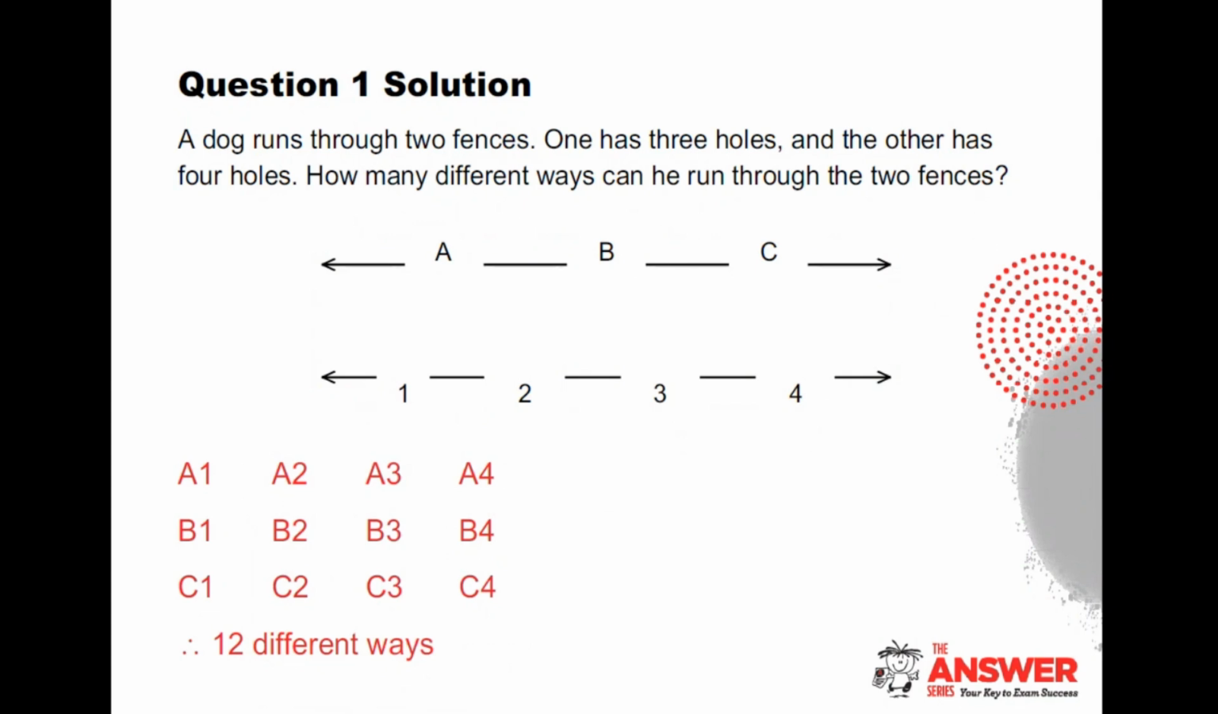With the grade 12s, I would get them to start maybe listing it and saying, okay, so if the dog runs through hole A, how many options does he have? Well, there are 4, because it could be A1, A2, A3, A4. If the dog runs through hole B, there are also 4 options. If the dog runs through hole C, also 4 options. So I've got 4 options plus 4 options plus 4 options. And what's a quicker way of doing 4 plus 4 plus 4? Well, it's 3 times 4. So you're slowly developing why it is 3 times 4.